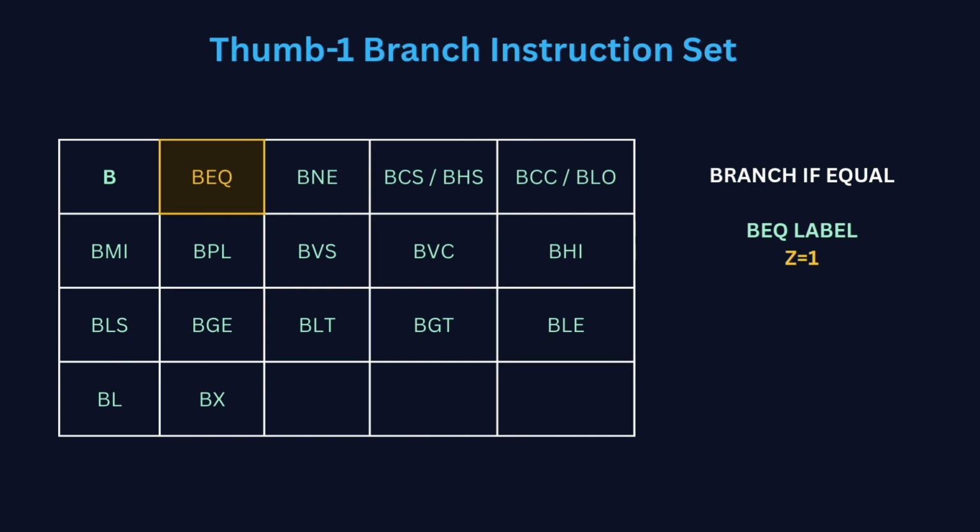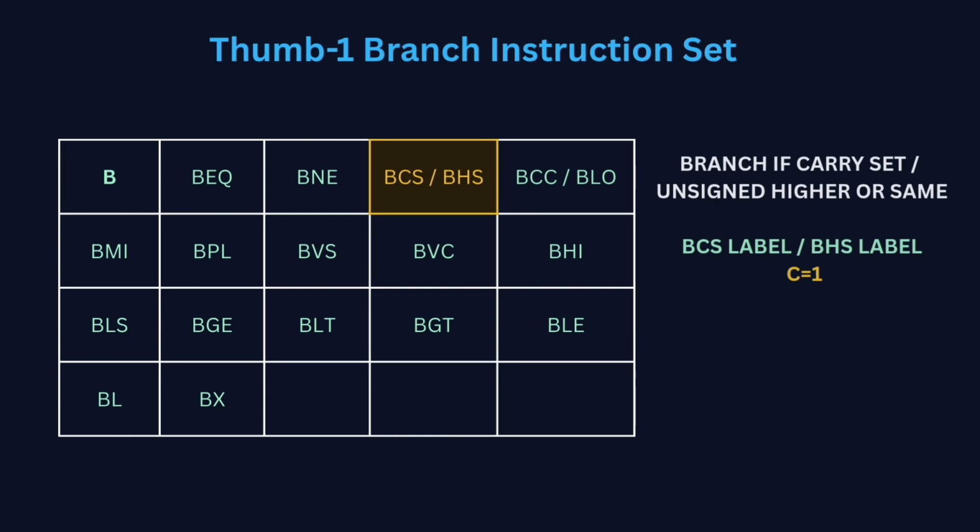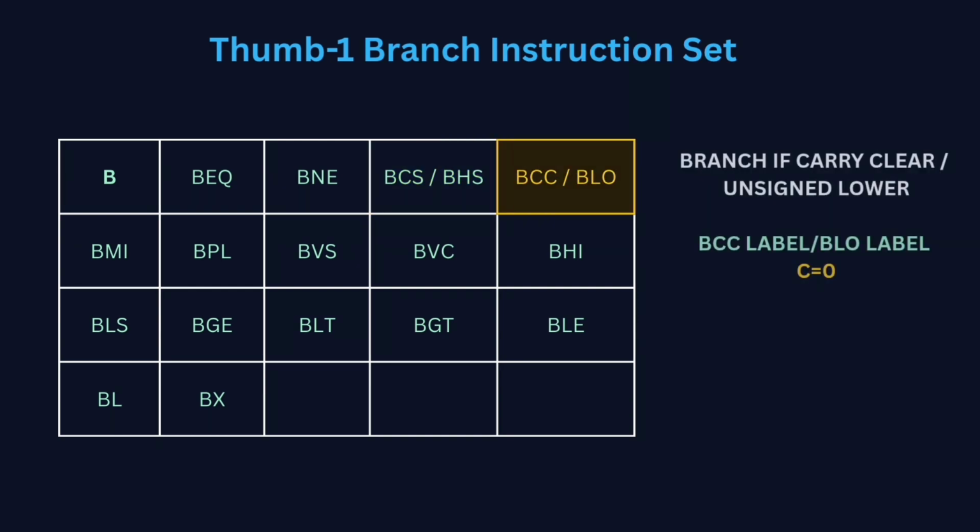In this case, branch happens if the Z flag is set as 1. Next, we have branch if not equal. Here, branch happens if Z equal to 0. Here, branch happens if the carry flag is set as 1. Next, we have carry clear or unsigned lower. Here, branch happens if carry is set as 0.